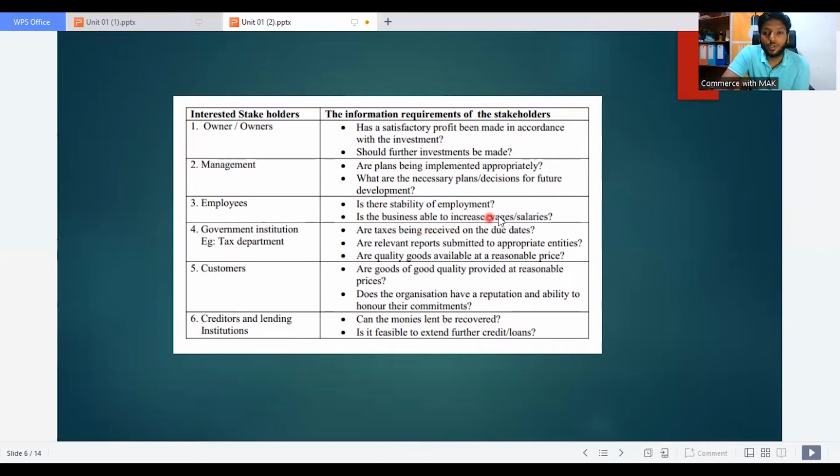Is the business able to increase wages and salaries? What are the ways they're going to increase them? How much bonus schemes are they giving? These are concerns of the employees.